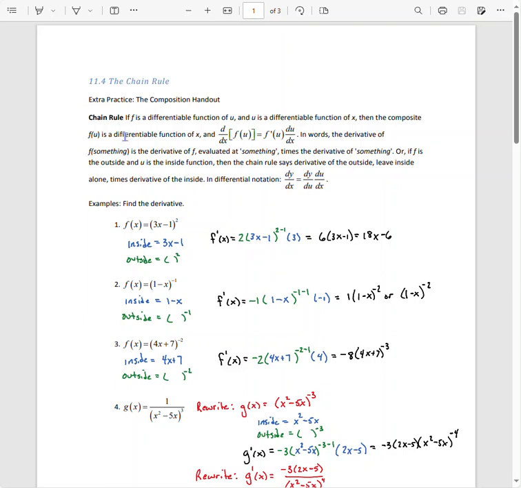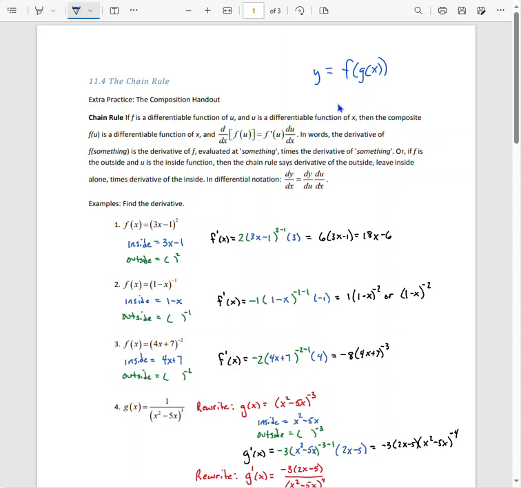All right, one rule, plenty of examples. Here we go. If f is a differentiable function of u and u is a differentiable function of x, then the composite f of u is a differentiable function of x, and the derivative of f of u is f prime of u times du dx. So in words, the derivative of f of something is the derivative of f evaluated at something multiplied by the derivative of, quote, something.